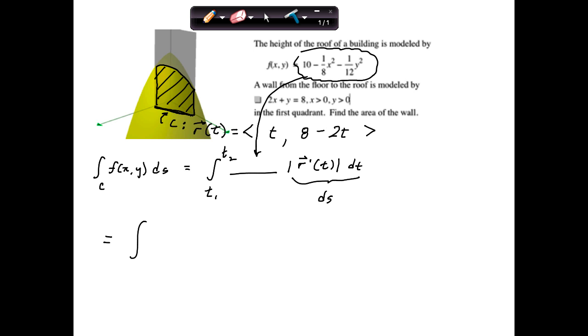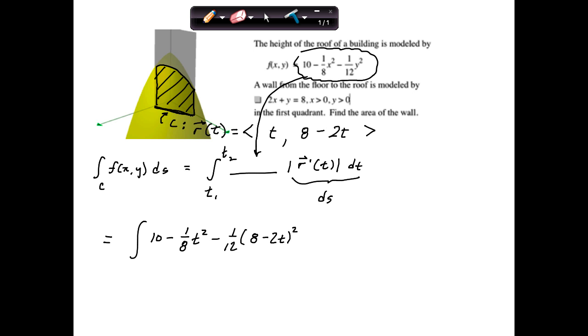Okay, how about Andrew back there? Were you able to rewrite the function in terms of t? Yeah. Tell me about that. Tell me what it is. So 10 minus 1 squared minus 112 is 8 minus 2t squared.